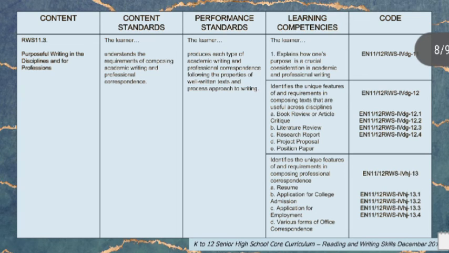The learning competencies are, first, to explain how one's purpose is a crucial consideration in academic and professional writing, and second, to identify the unique features of and requirements in composing the text that are useful across disciplines like book review or article critique, literature review, report, project proposal, and position paper. Third one is to identify the unique features and requirements in composing professional correspondence like resume, application for college admission, application for employment, and various forms of office correspondence. For the code, it indicates for how long the teachers will teach the student and the resources that each student will use.